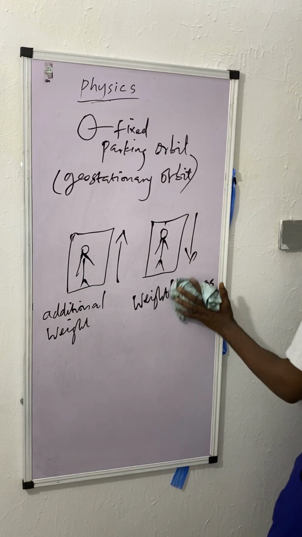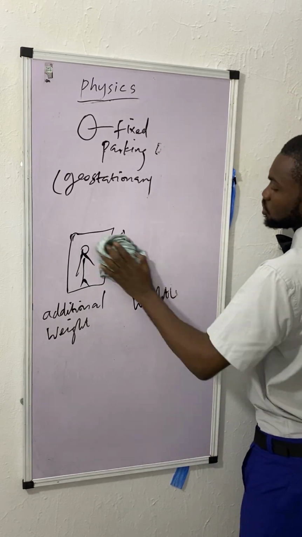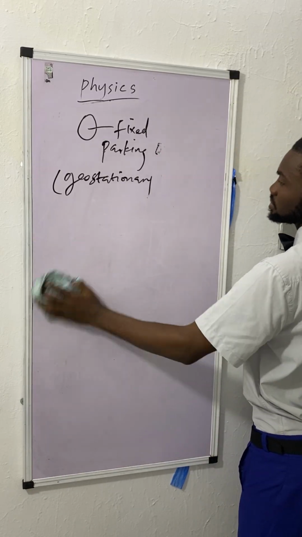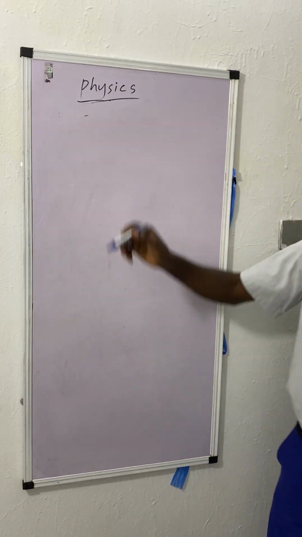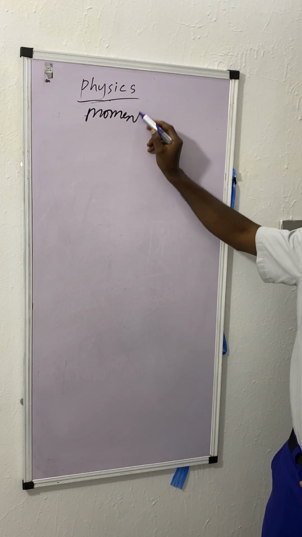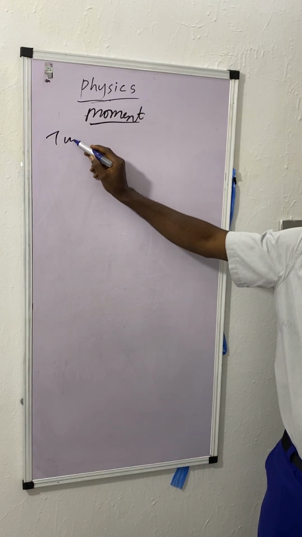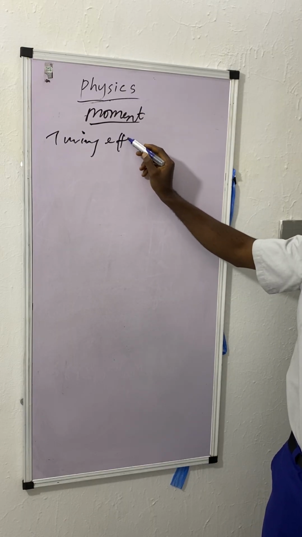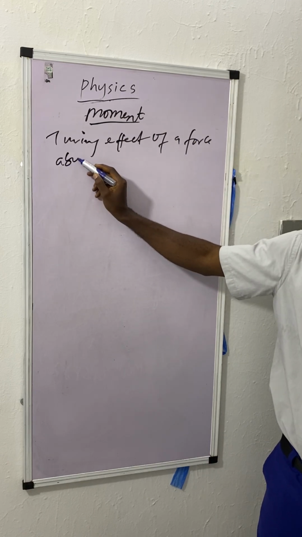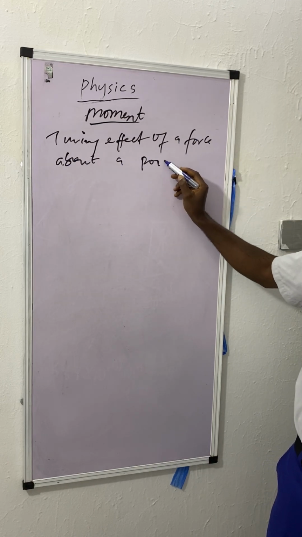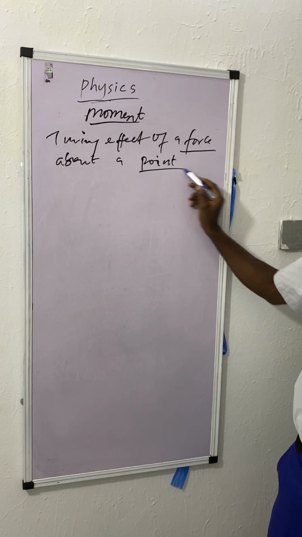Moment is the turning effect of a force about a point. That is moment for you. And moment is very simple. I will make it very easy for you. Okay, moment. Turning effect of a force about a point. Okay, underline force and point.